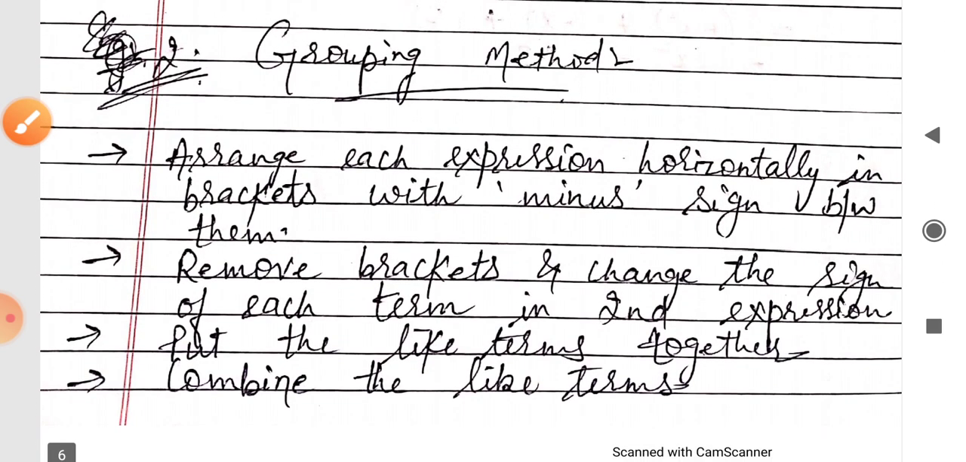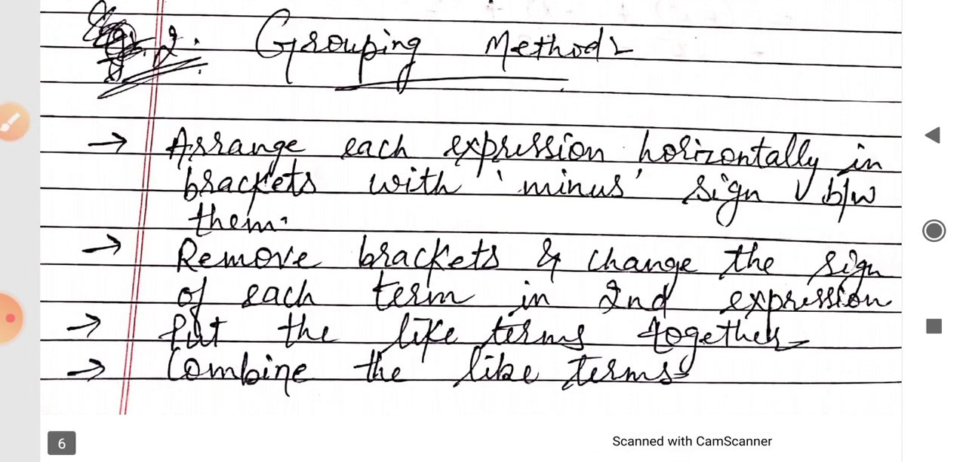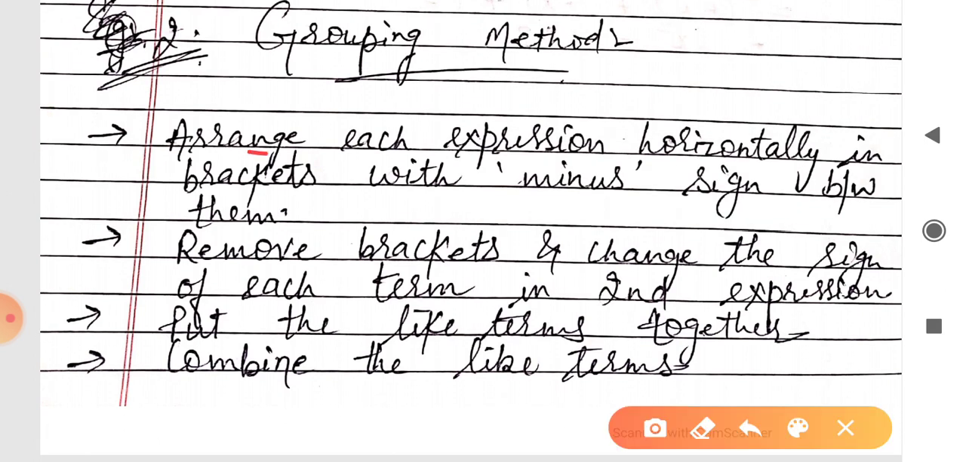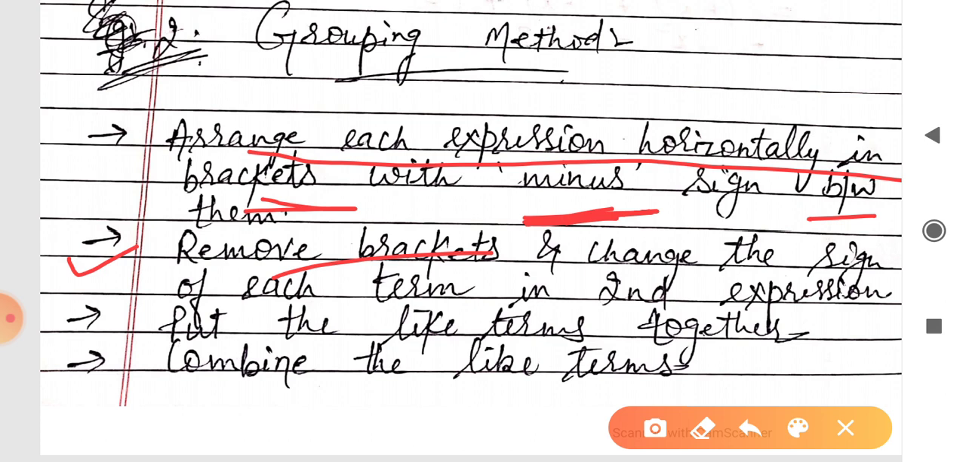Next is the grouping method. In the grouping method there are some steps. First, arrange each expression horizontally in brackets. First of all we will arrange these two expressions horizontally by using brackets with the minus sign between them. In addition we used a plus sign, but in subtraction we will use a minus sign. Second is to remove brackets. Now we will remove the brackets and change the sign of each term in the second expression.